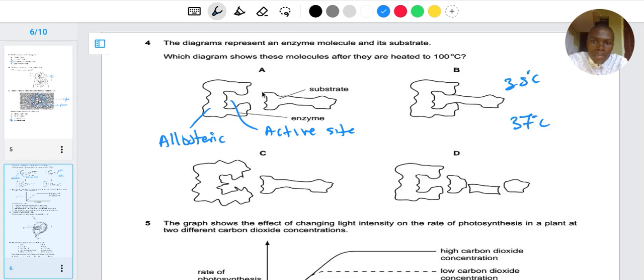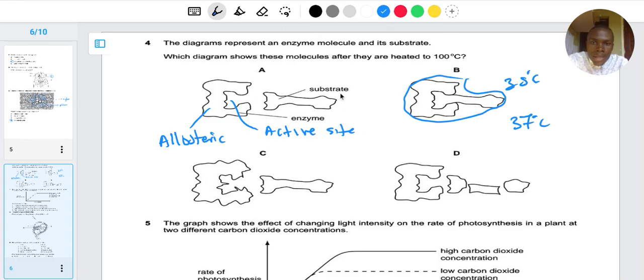So what is going to happen here is that there will be a change in the structure of the active site, as well as the substrate being broken down. So as you can see here, there is a change in the structure of the substrate, as well as a change in the structure of the active site. As you can see, this one can't bind here. This one here is a normal reaction which can happen at 35 or 37 degrees Celsius.